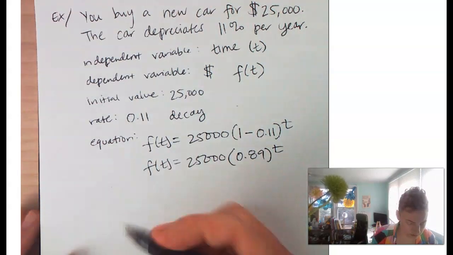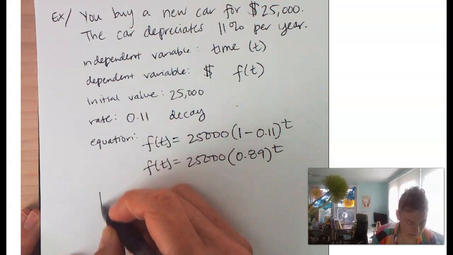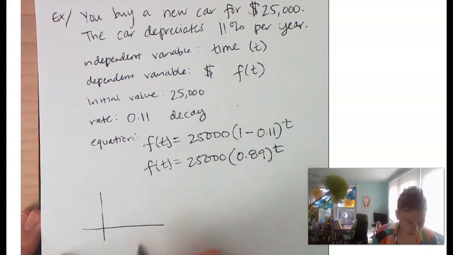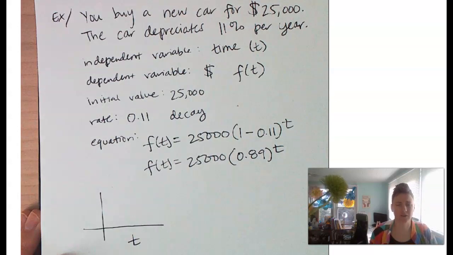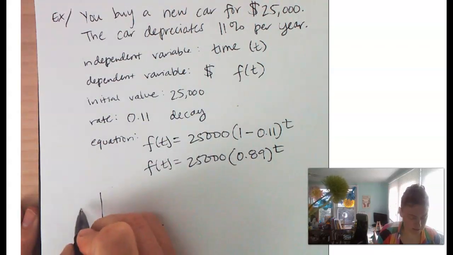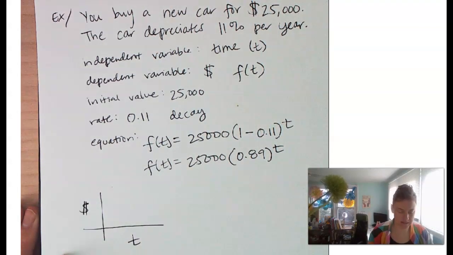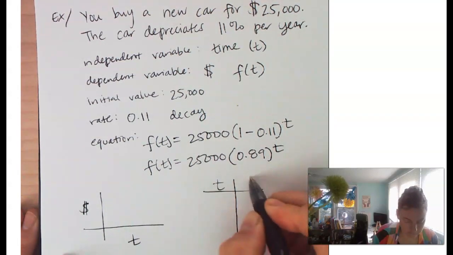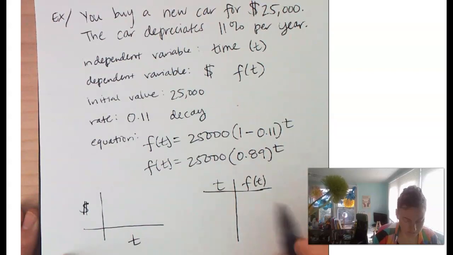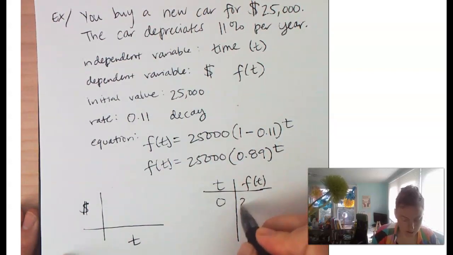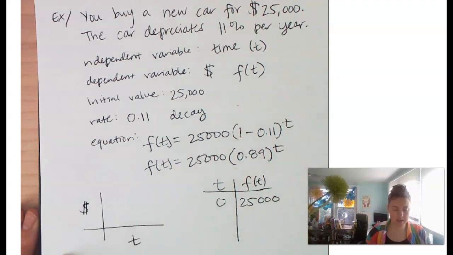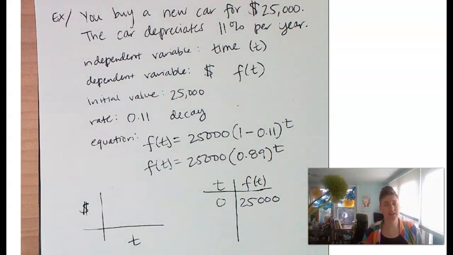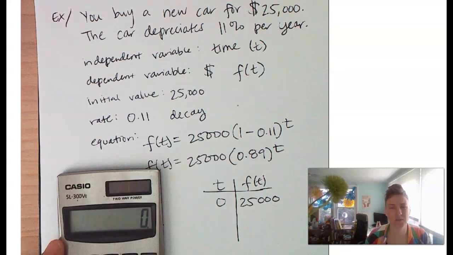Now let's do a little graphy graph. Again, our independent variable is time. Our dependent variable is the monies. Let's make a quick little table here. When we start off at time zero, our car is worth $25,000. And then immediately we drive it off the lot and it loses value. That's the way this kind of cookie crumbles.